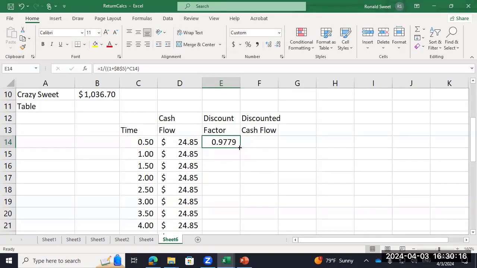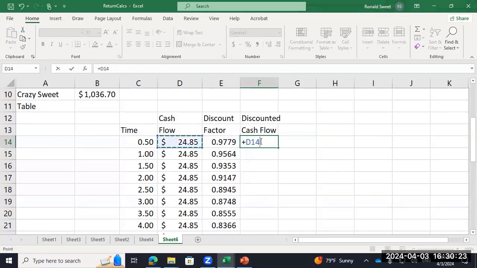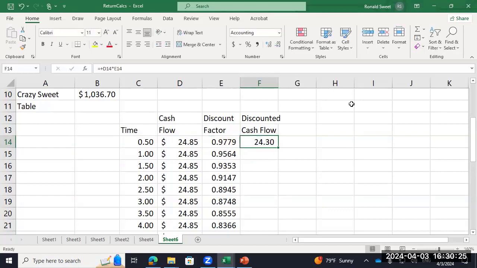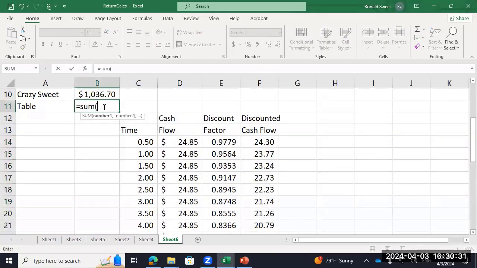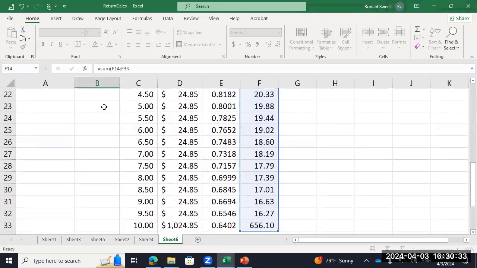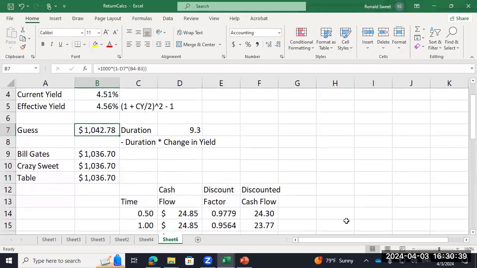We copy that down. And then our discounted cash flows, we just multiply across. What's $24.85 that we're receiving in 6 months? What is that worth today? And it's worth $24.30 all the way down. So when we sum that, we get 1036.70. So either my duration is too high, or what else could be going on?